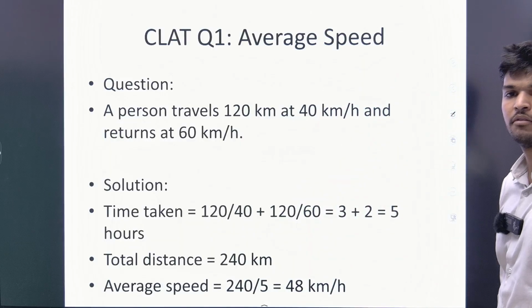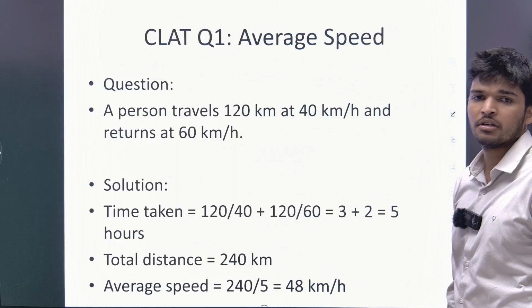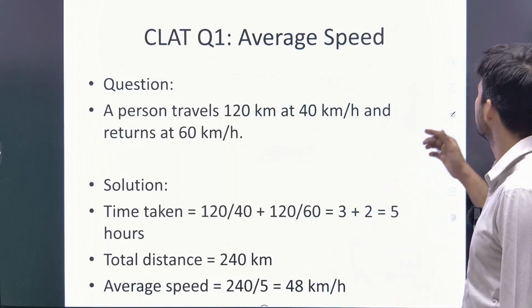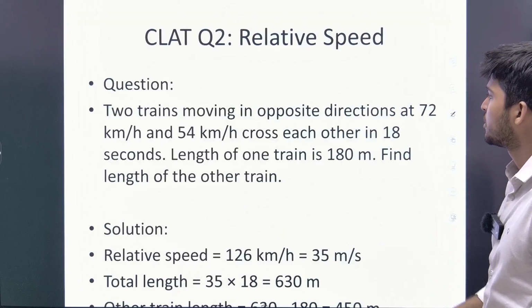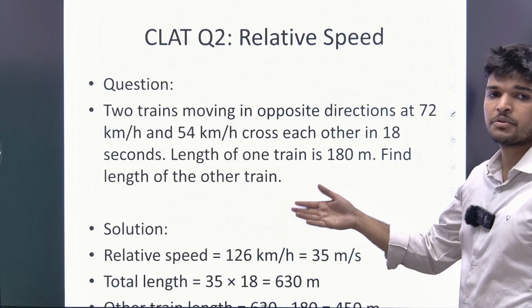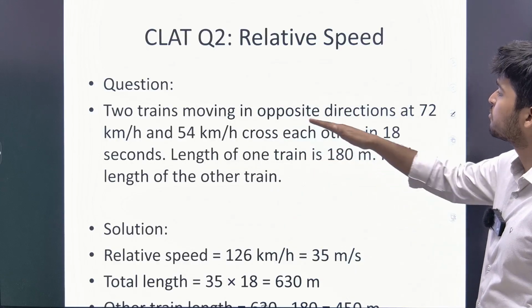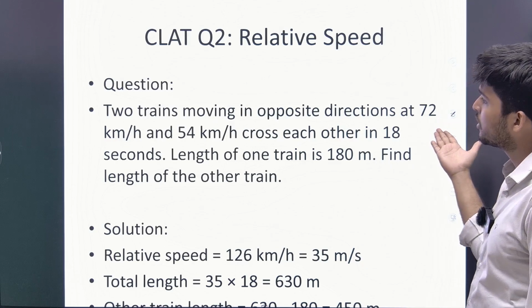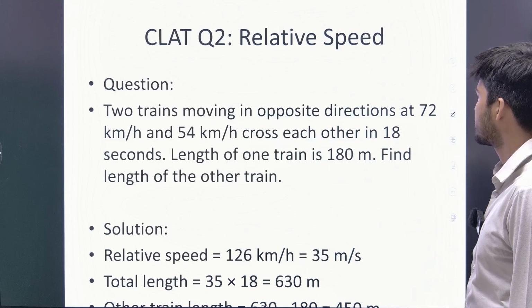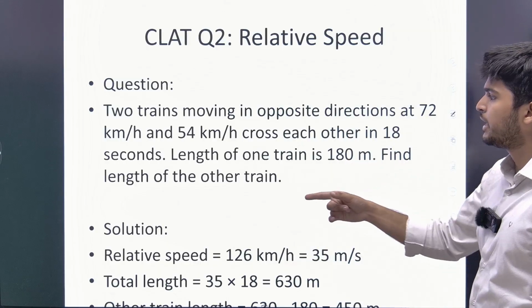I hope you all have understood this question very easily, very quickly, as it was an easy question with basic calculations. Now the concept which I taught you of trains moving in opposite direction. Two trains moving in opposite direction at 72 kilometers per hour and 54 kilometers per hour cross each other in 18 seconds. Length of one train is 180, find the length of the other train.